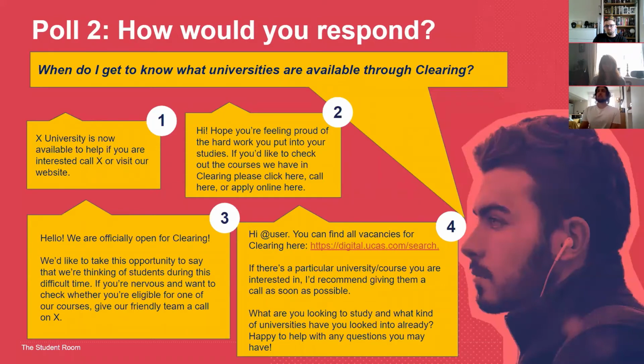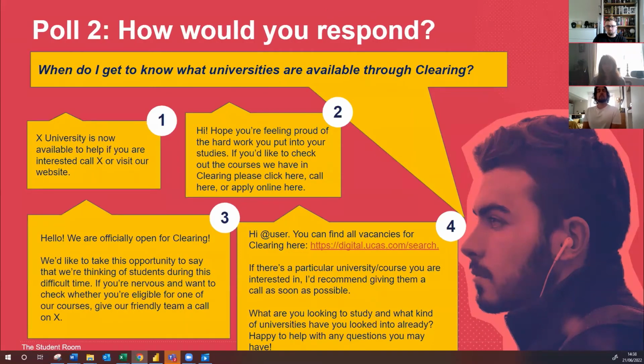After that, I'm going to do another poll for you guys. Similar to the first one, I'm just going to read out this post, and then I'll give you a minute or two to read all the options, and then we'll do a quick poll to see what the right answer is. So the post says, when do I get to know what universities are available throughout clearing? This gives you just a few seconds to read all the options, and then we'll see which one is the correct answer.